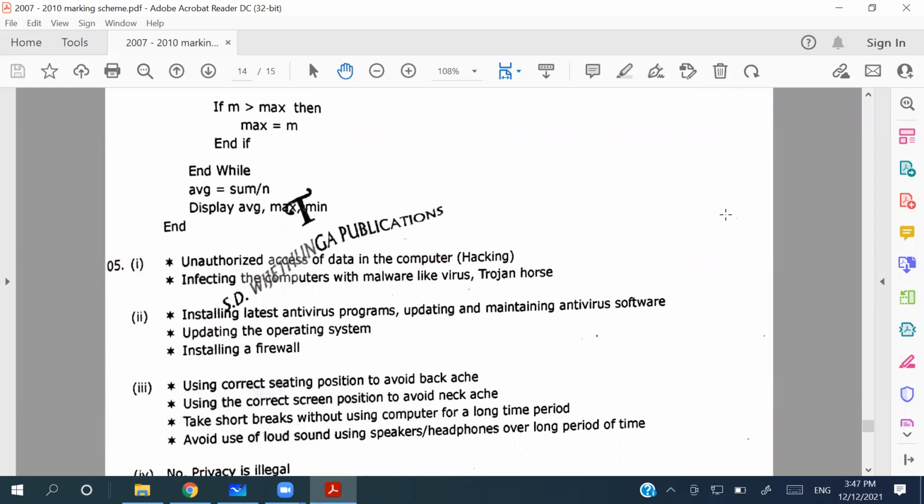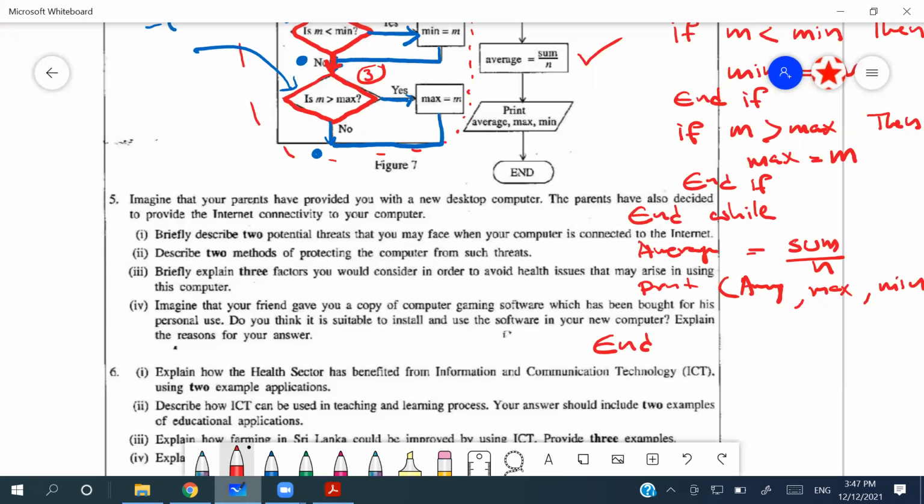So you can say unauthorized access of data in the computer, or in other words, hacking, infecting the computer with malware like virus, Trojan horse. That is another thing. So you can take these kind of answers. If you got any alternatives, just let me know. So if you have written 2 reasons, then of course you are going to have 2 marks.